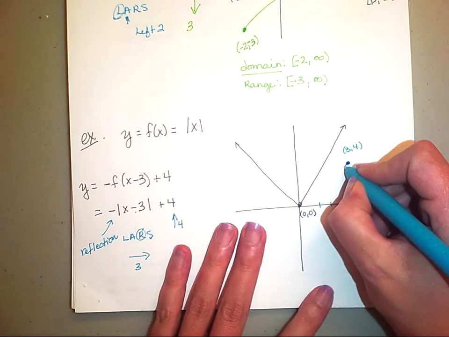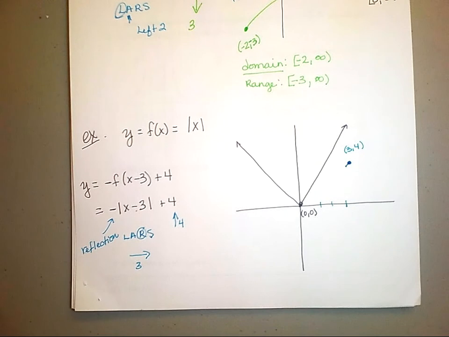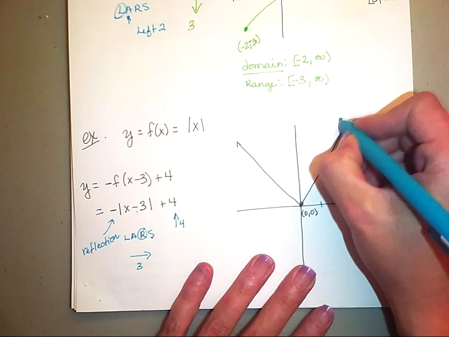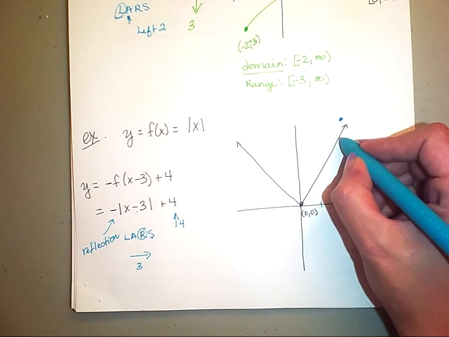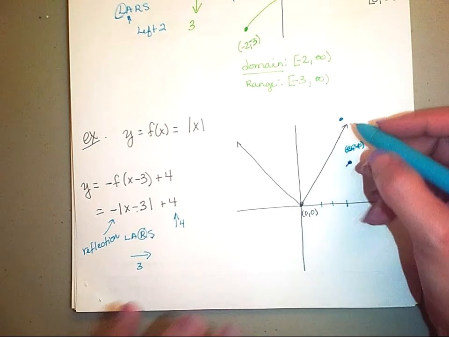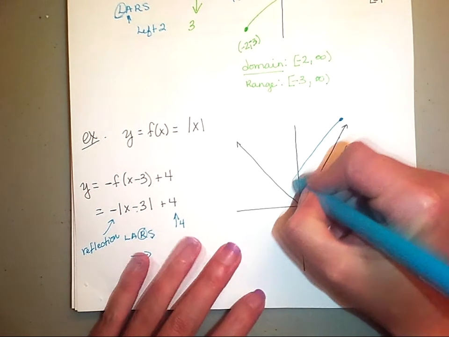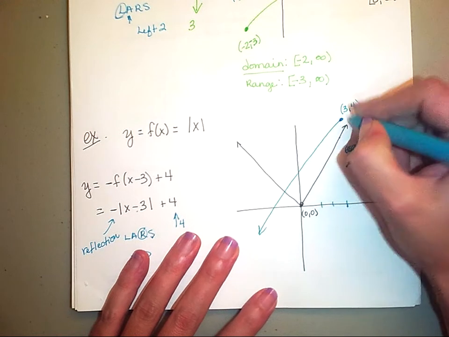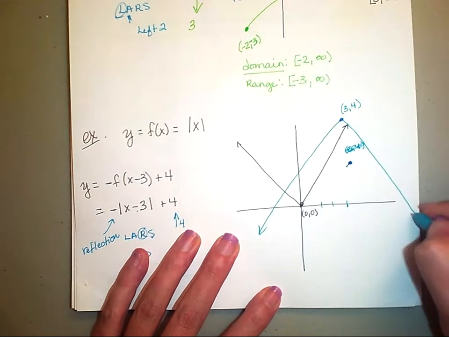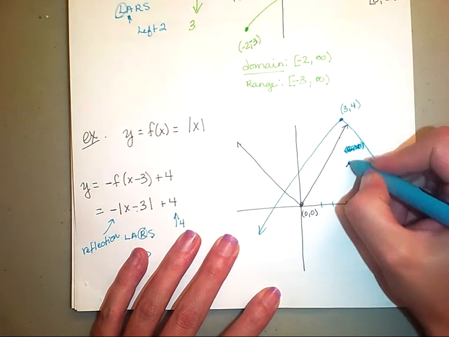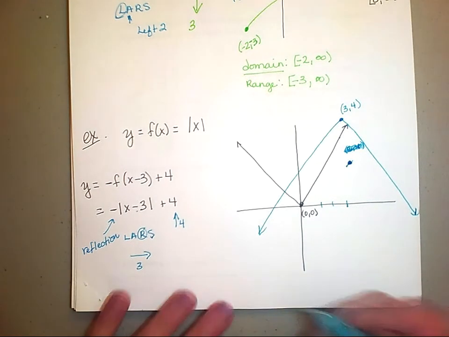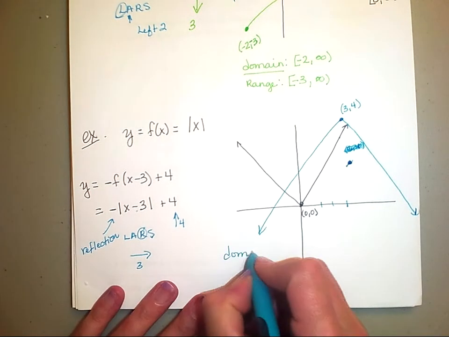All right. Let me move this up just a little bit higher. We said that's 3, comma 4. Let's move it up here, because this would be the point 3, comma 3 on the absolute value. So now it would look like this: 3, comma 4, like so. Okay. So as a sketch, then we could answer questions about domain and range.